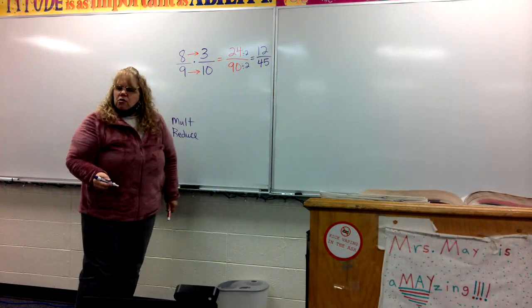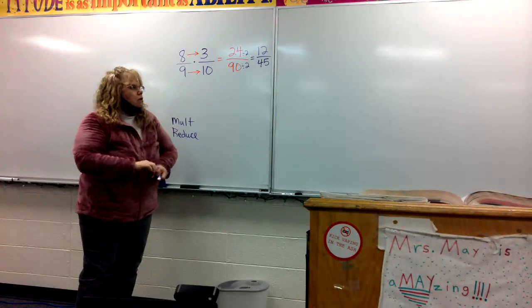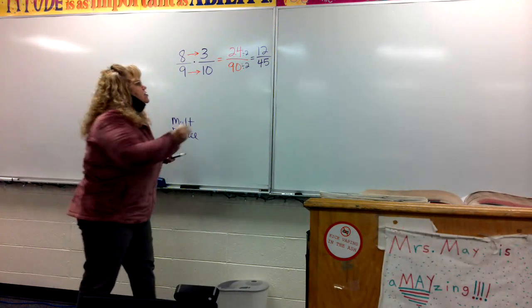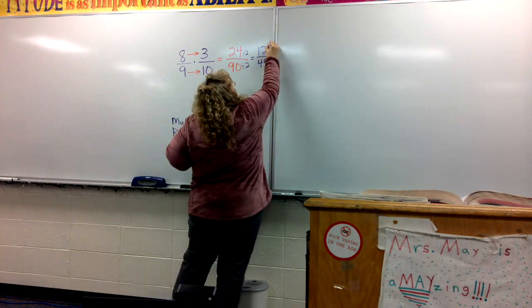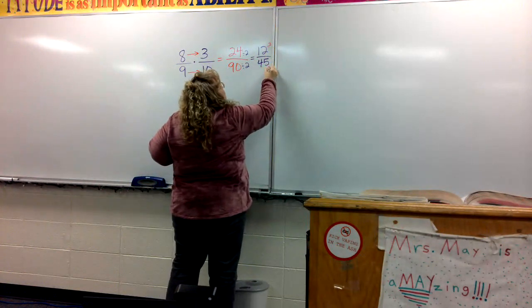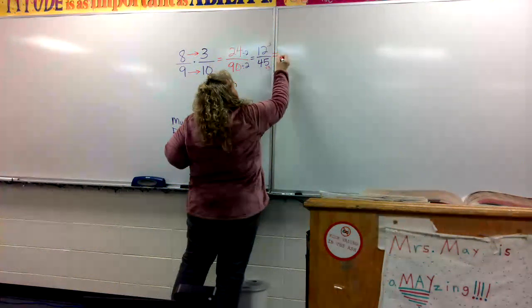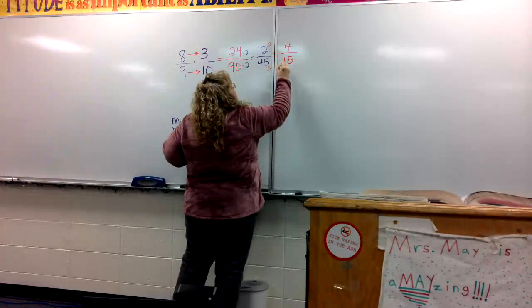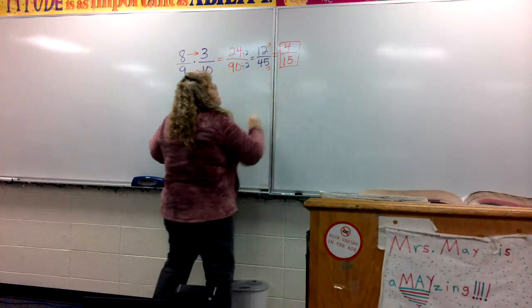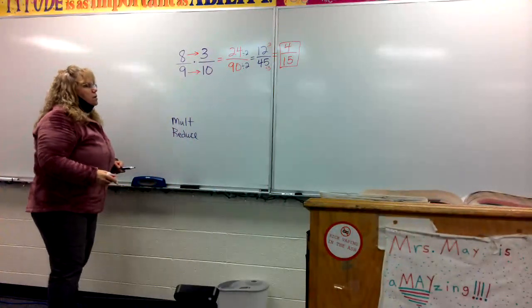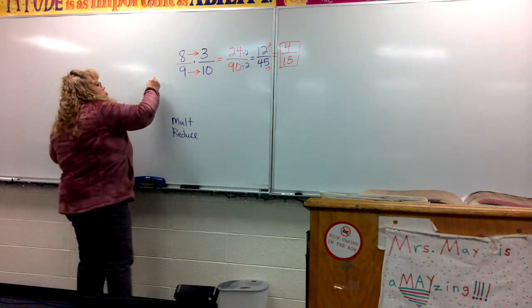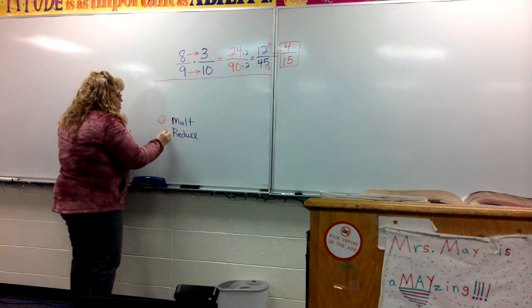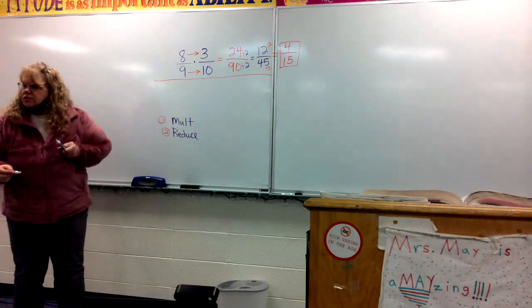What goes into both of those? Maybe 3? Yes? So I could divide by a factor of 3 and divide by a factor of 3. What does that come out to be? 4/15? I don't think I can go any farther than that, right? So that's one way to do it. And for this way, we multiplied first and then we reduced.